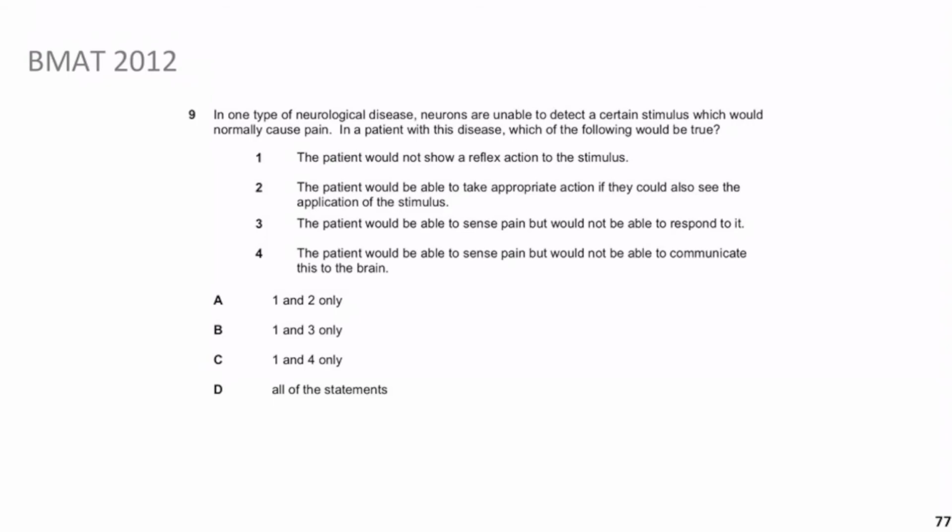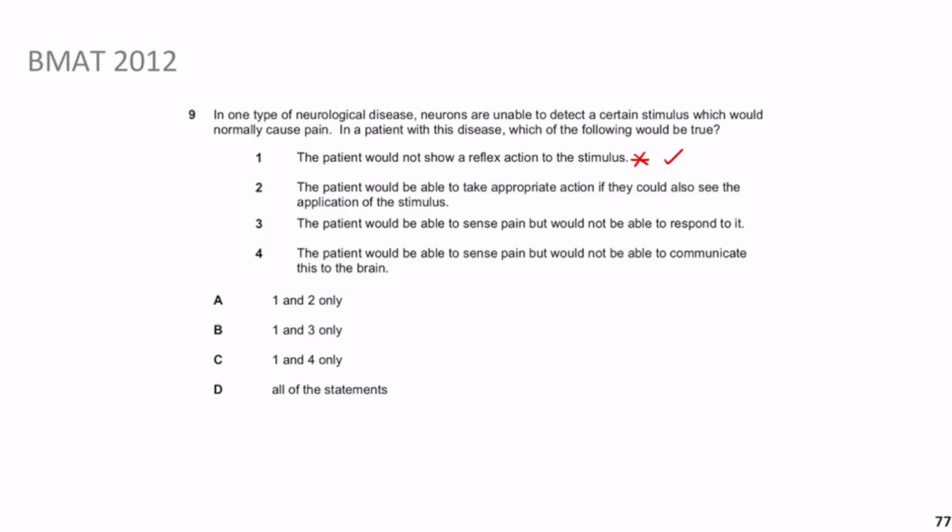This is true because obviously if you can't sense the pain, you essentially have a cut in your reflex arc. You don't have the sensory neuron, therefore you're not going to have the relay neuron, therefore you're not going to have the motor neuron, because the sensory neuron is the thing that kicks it all off. Actually, sorry, this one is right. So this one should be true. So the patient would not show a reflex.